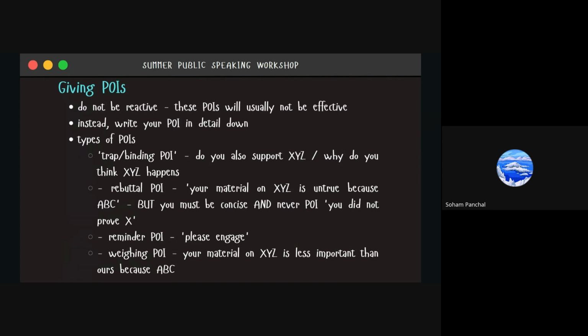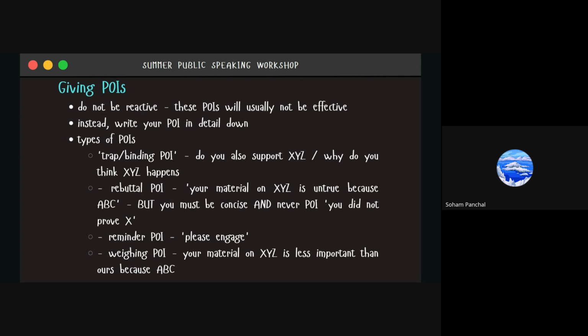Now, coming to the point of giving POIs, first of all, usually speakers take only one or two POIs so as not to break the flow. So ask effective POIs. And if you have any POIs and they're not taking them right now, write them down in detail so you do not forget them, and you put them down clearly to the speaker.